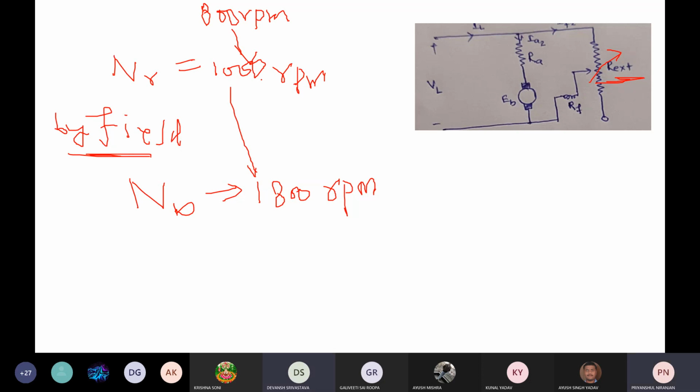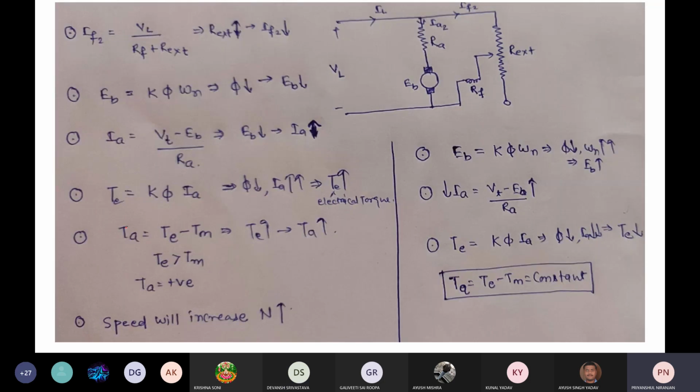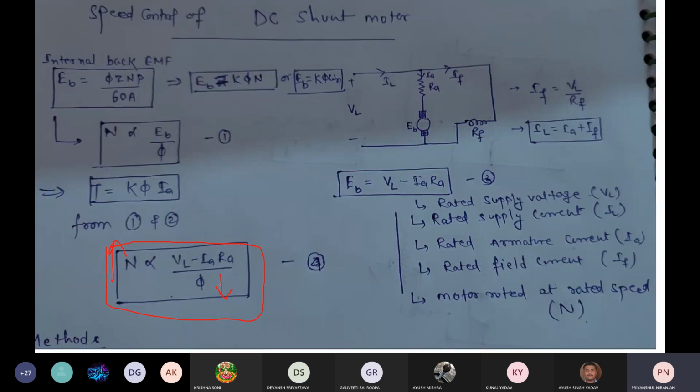By increasing the external resistance, actually, you can see here, flux always decreases. If you want to go below the rated speed, your flux is higher, na? Always higher. Actually, sir, we are going from 1000 to 1800, or 1000 to 800. 800 to 1000. Oh, no, sir, then it is not possible by this. It is not possible by using the field winding. So we use the armature resistance control.